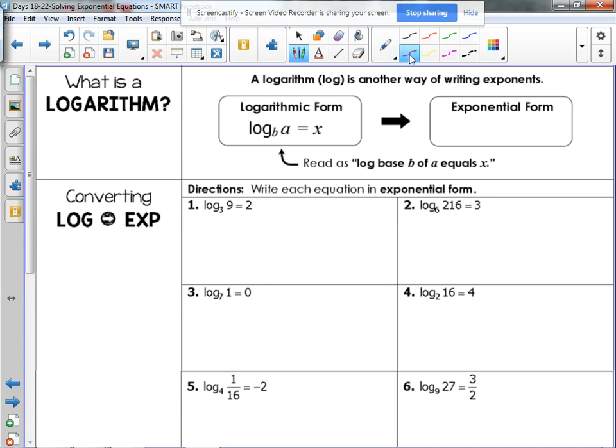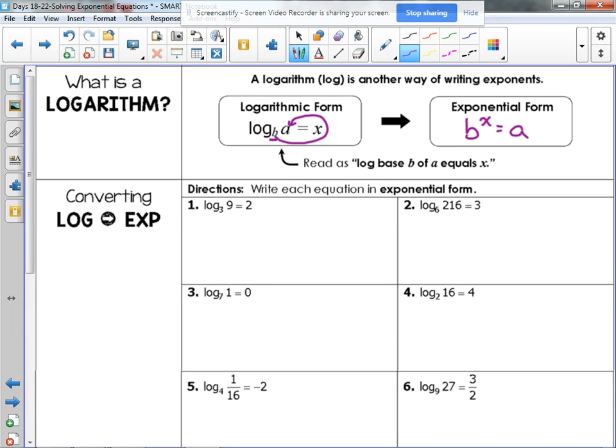You will notice that b there is a subscript. It's below the text of the log and the a. What that means is another way of saying b raised to the x power is equal to a.